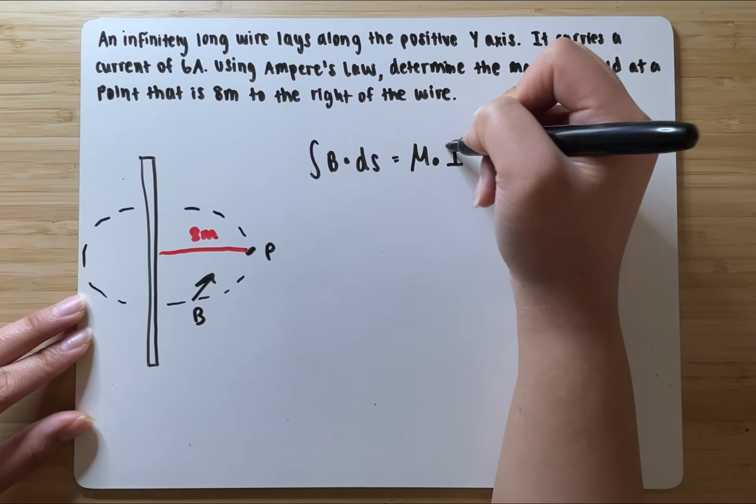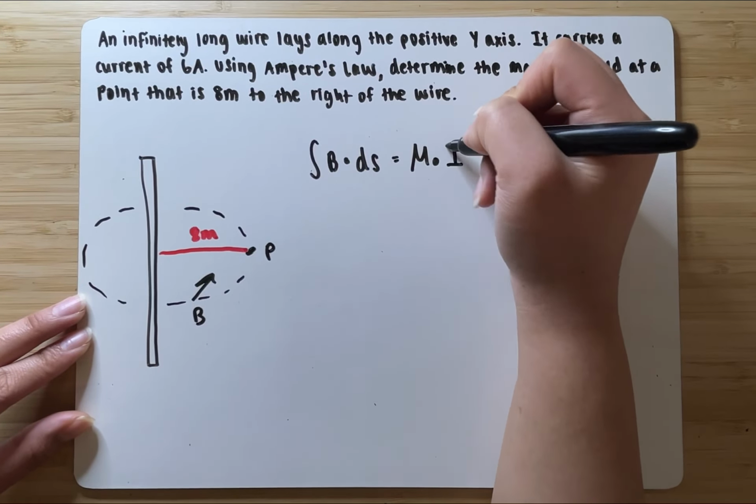So right here, B is the magnetic field, ds is the length element, which is the path taken here. Mu naught is the permeability of free space, and I is just the current.